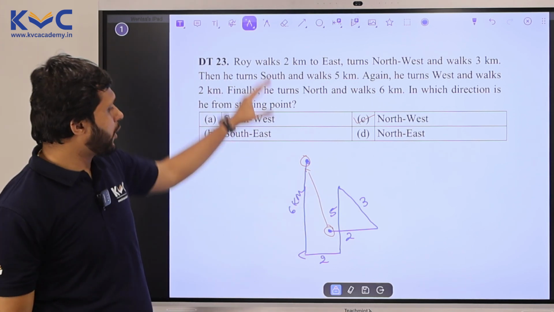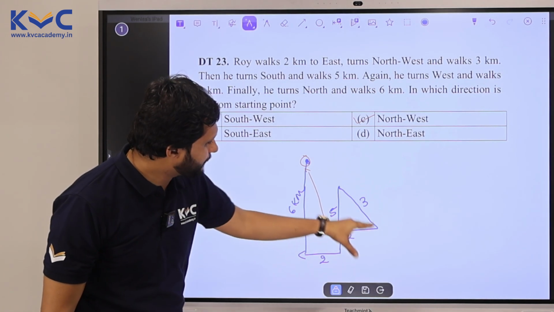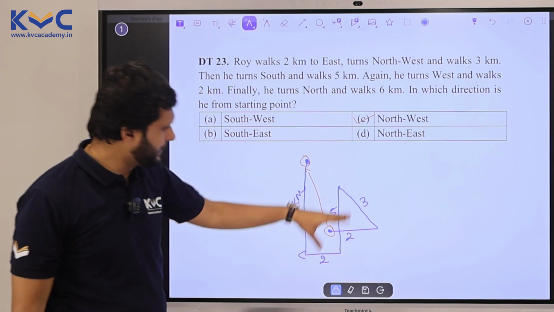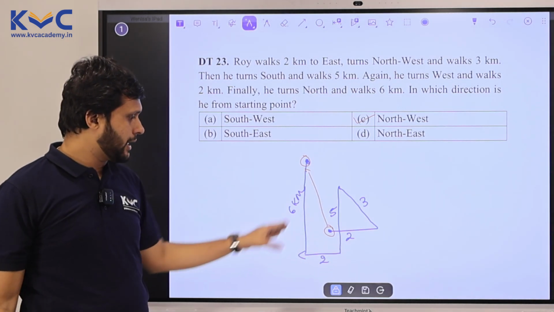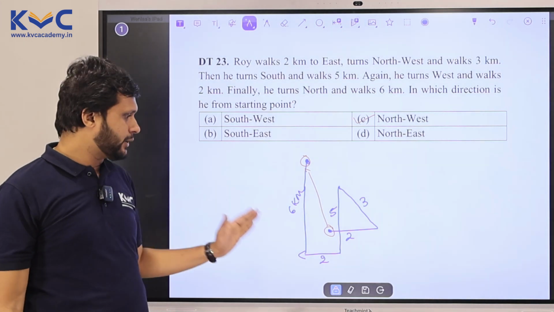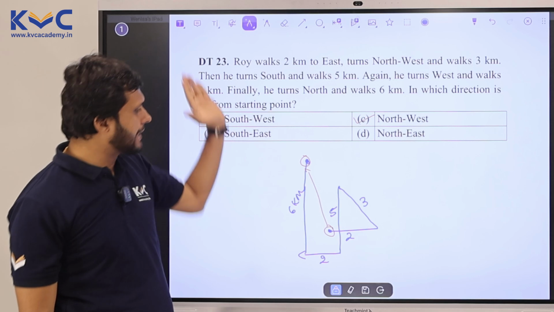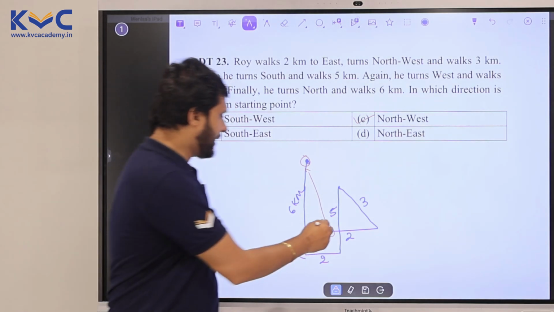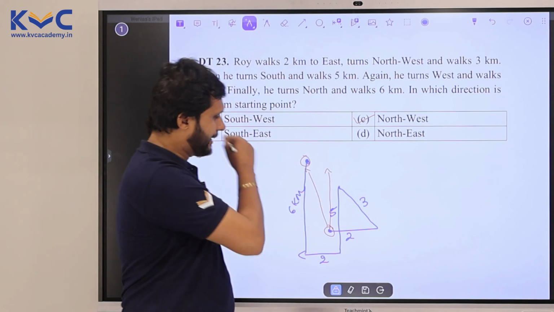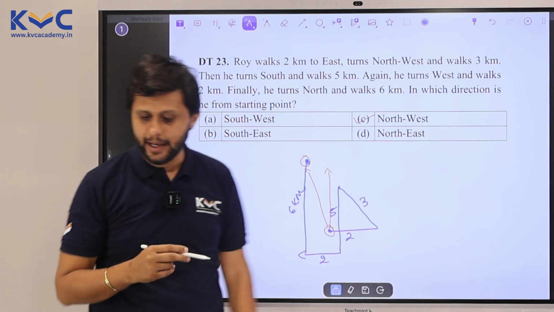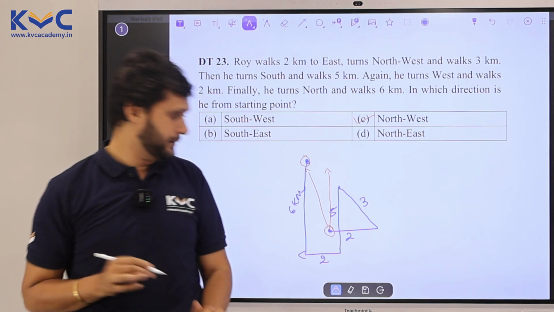So let me just repeat. You walk 2 kilometers. This is 2, 3. It should have been slightly more than 2. This line, maybe it is. Then 5. So you come down further. 2. So you have come this side, you have crossed the middle point, the point from where you started, and then you go 6 up. So from the main point, if you see, it's not straight up. Anyways, that option is also not there. Slightly towards your west side, and that is your northwest. Northwest is the right answer.